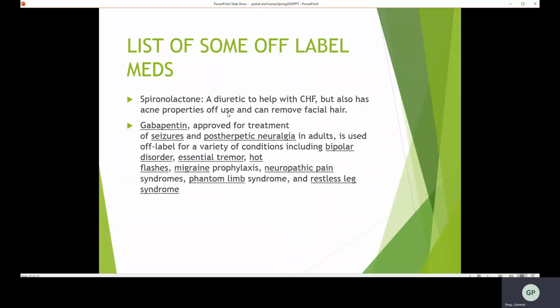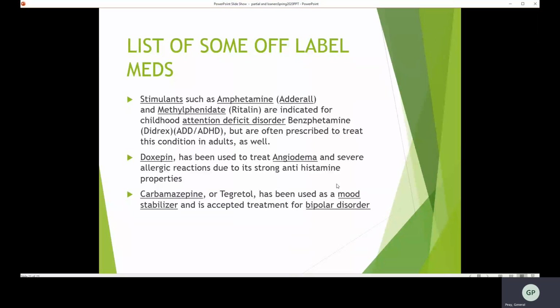Okay, so a lot of drugs have off-label use, and these are some other ones. You have stimulants such as amphetamine or Ritalin. This is indicated for attention deficit disorder, known as ADD or ADHD. But this is often prescribed for adults as well. Usually it calms down children, but when adults are on it, it makes them concentrate better. So it just depends on who's taking it or what it actually does.